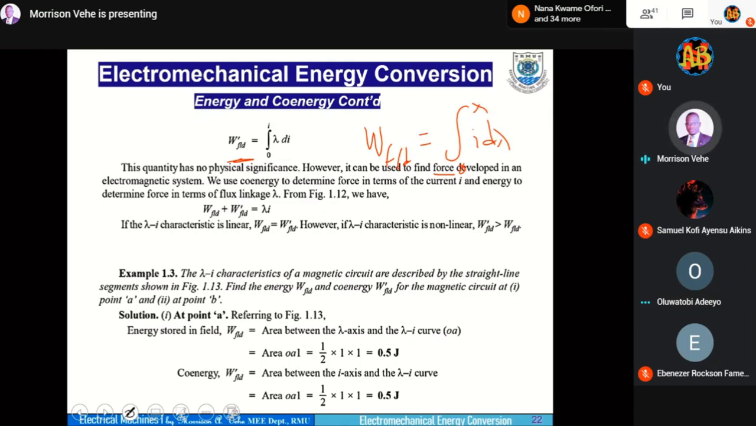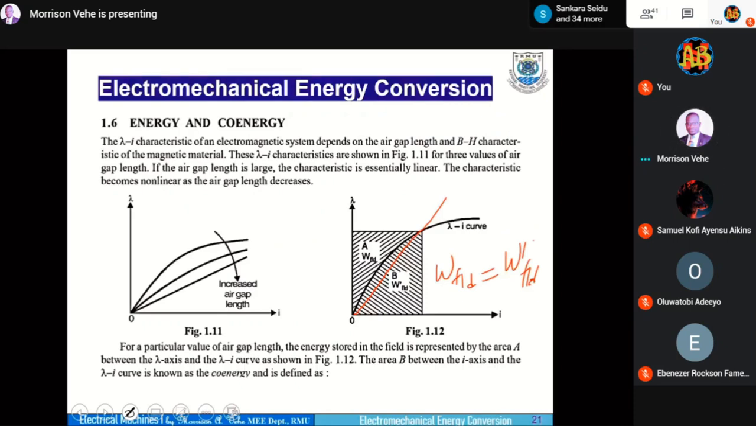We will have this situation. If it is this, then it simply means we have a linear situation. However, if your lambda-i characteristic is non-linear, then it simply means that the co-energy is greater than the field energy. So by observation of this figure, you can conclude what?